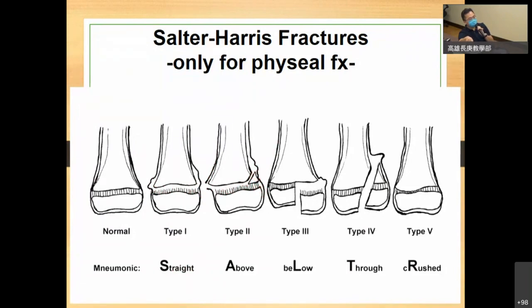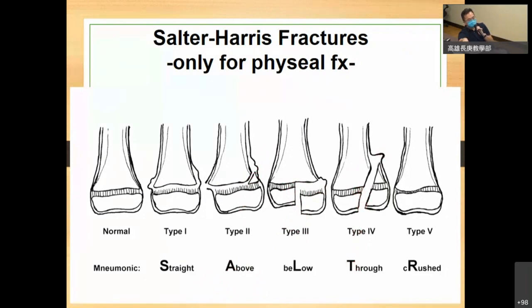So there's the type two fracture, and we can say A. And the L means below, means the fracture line is below the physis. Type three is through, T means through. Through means the fracture line goes through the physis.